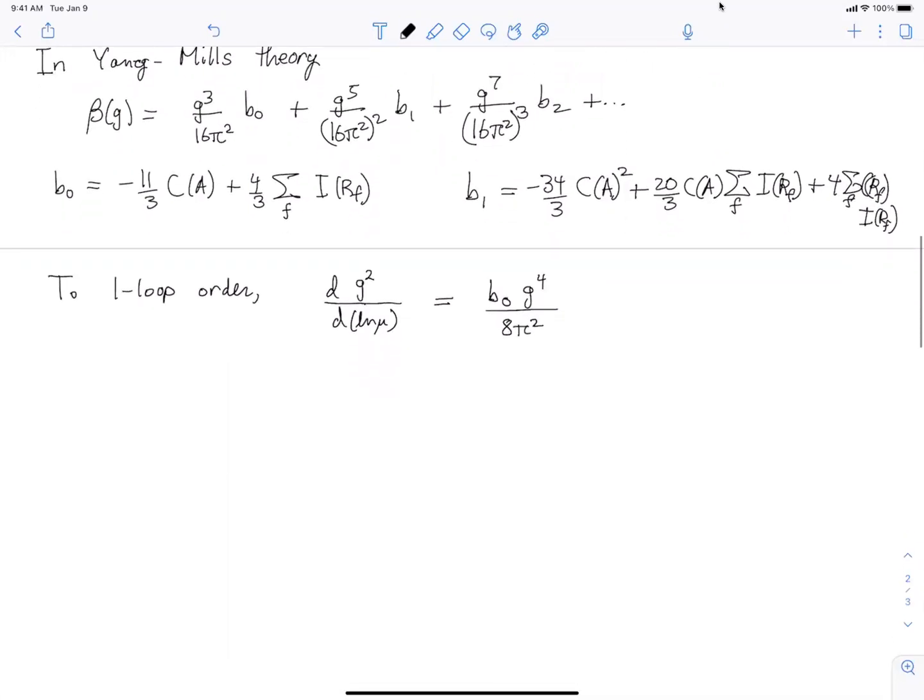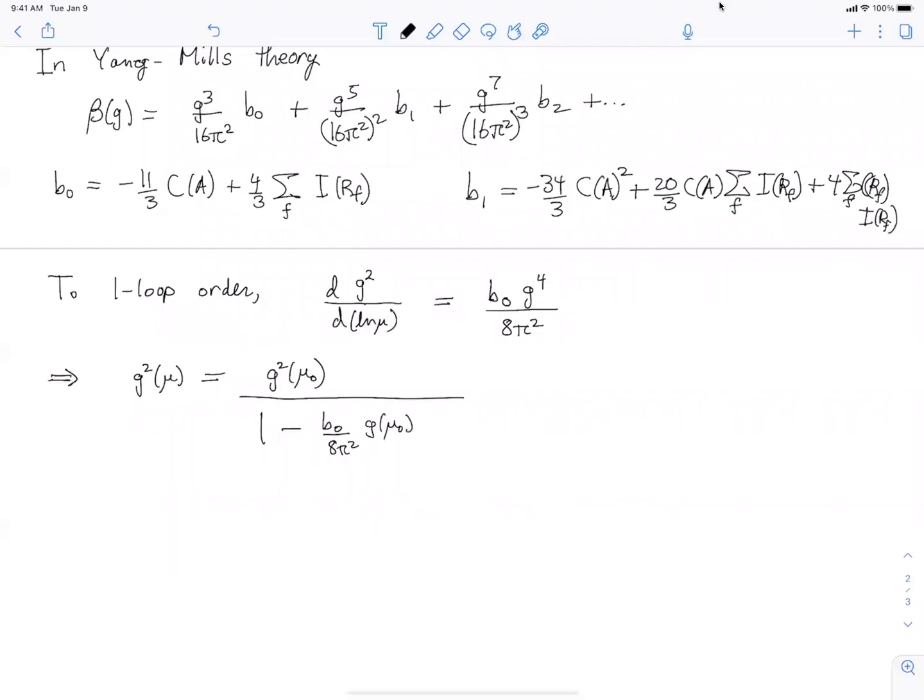And the nice thing about writing it that way is that then you can solve this. I'm just going to write down the answer for you. The solution is g squared of mu is g squared of mu0, that's your initial condition or your boundary condition, divided by 1 minus b0 over 8 pi squared, g of mu0 squared, logarithm of mu over mu0.